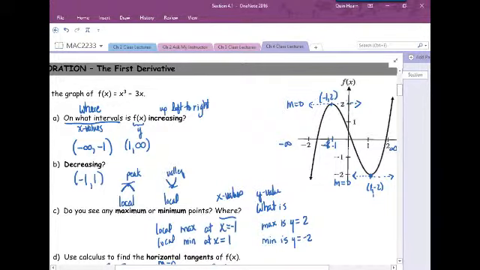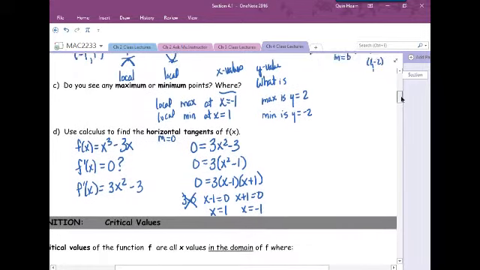You can also observe that those local max and mins and those horizontal tangent lines occur where the graph turns around. In other words, where it changes from increasing to decreasing and where it changes from decreasing to increasing. So this is going to be important to us today. Sometimes we'll be given the graph, and sometimes we don't have the graph, so we'll have to use calculus to figure out where these things are happening.